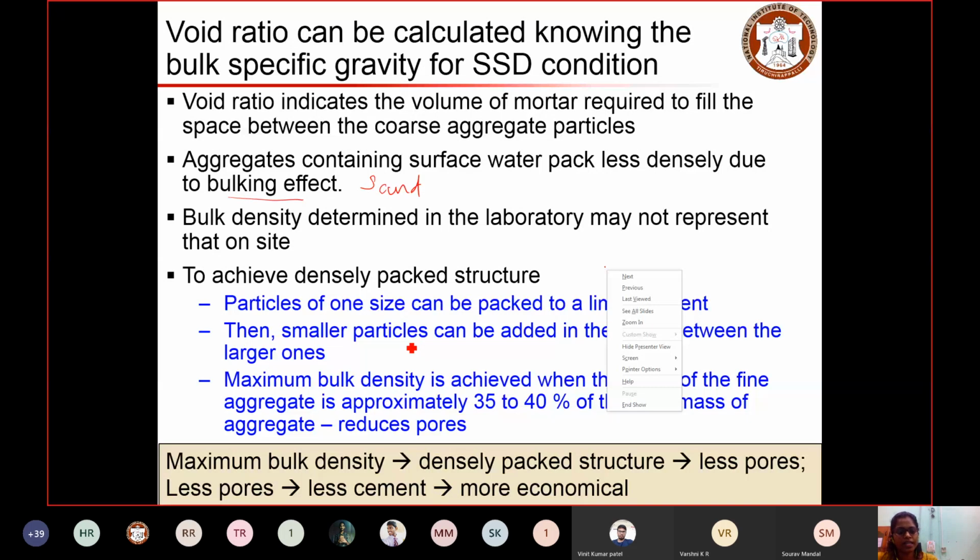Alright, so in the next class we will look in detail at the sieve analysis and the different gradings available to achieve different packing structures, and how and where those can be used. And there are some reactions. As I was mentioning, depending on the mineralogical composition, the aggregates can be reactive in nature. And what are those reactions or the reactivity that we have to consider while selecting aggregates for concrete? Those things we will look at in the next classes.